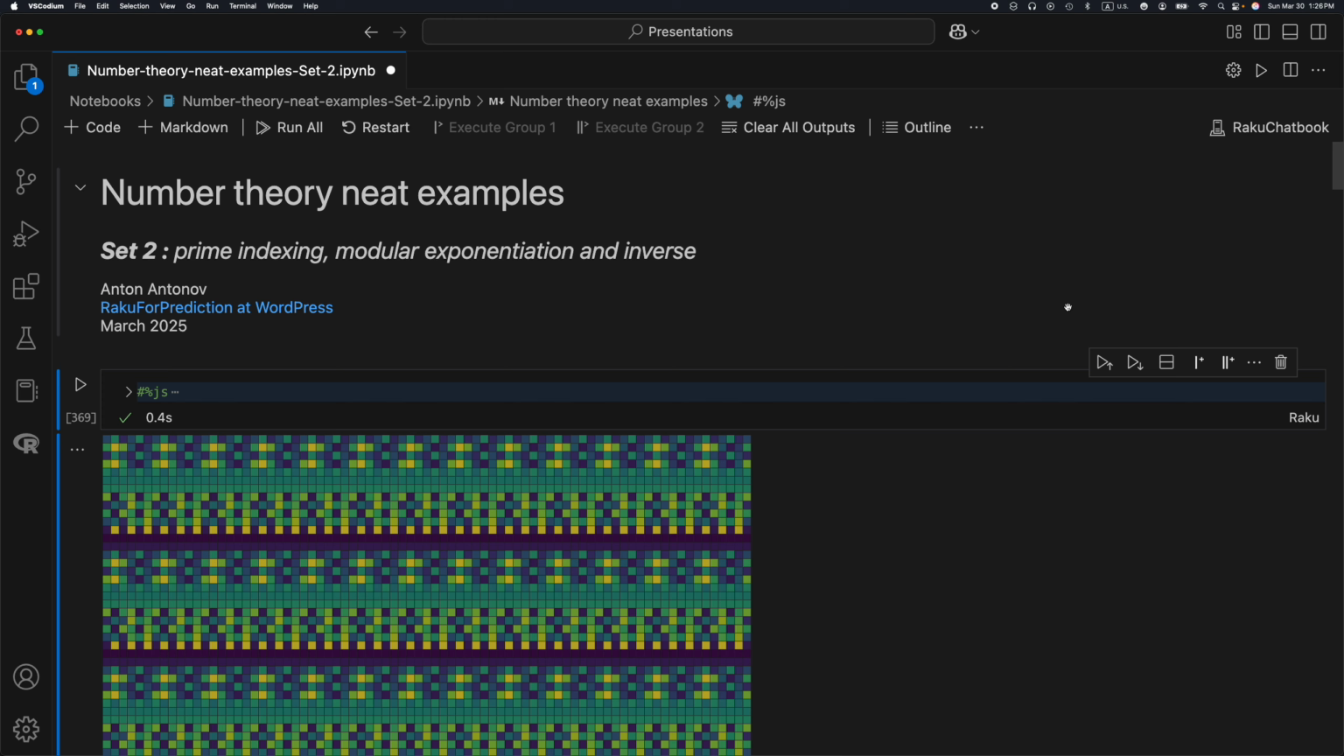In this presentation, we are going to feature a Raku package for doing number theory. We're more precisely discussing prime indexing, modular exponentiation, and inverse.